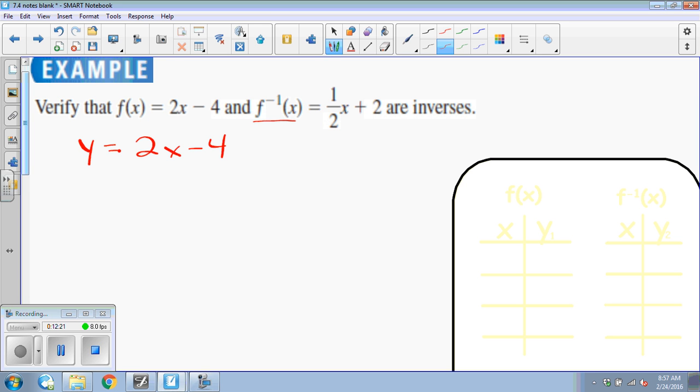Switch the x and y. I didn't switch them yet. This is the original one. Remember, that's y. And so x equals 2y minus 4. Okay? I need y by itself. What do I do first? Move the 4 over and it becomes plus 4. So that's x plus 4 equals 2y. Okay, now what? Divide. I have to divide everything by 2.